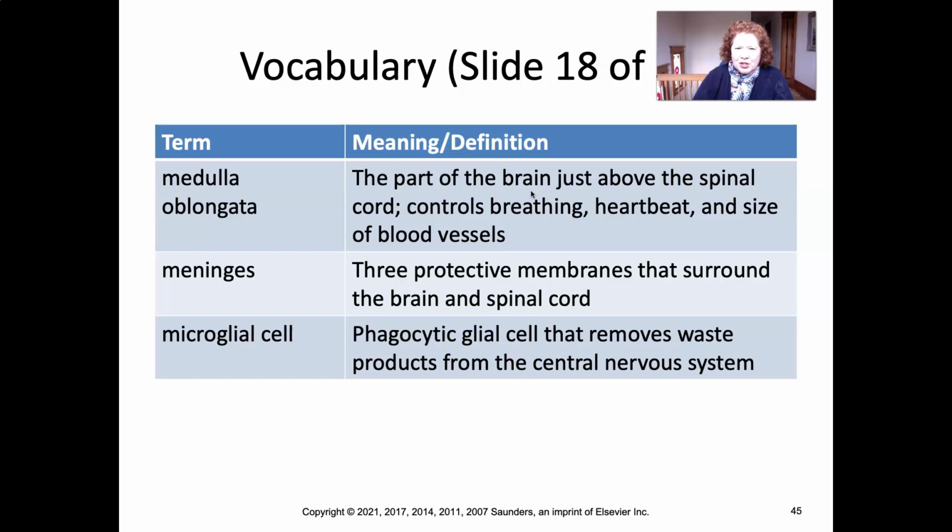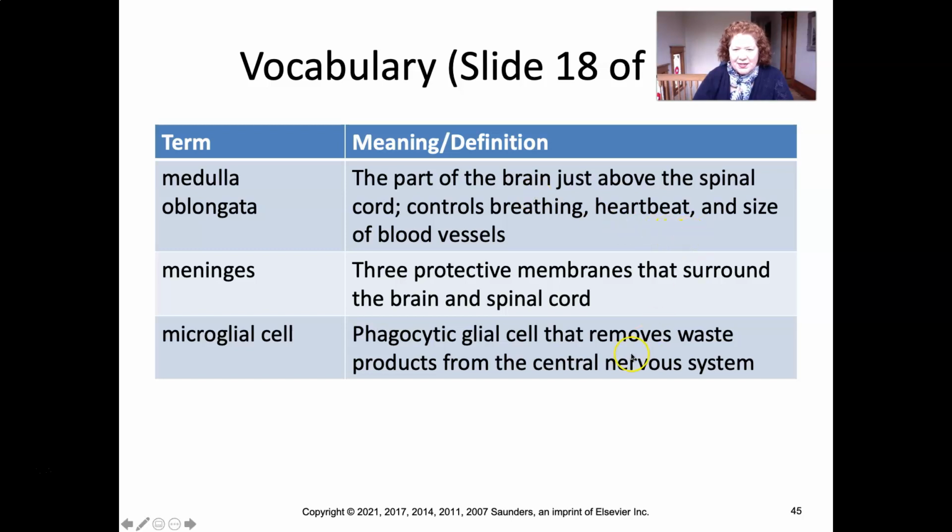Meninges, you've heard of meningitis? That's inflammation of the meninges, usually due to an infection of some sort. Could be bacterial, could be viral, but it's due to an infection. And it is a very serious one. It can cause death.